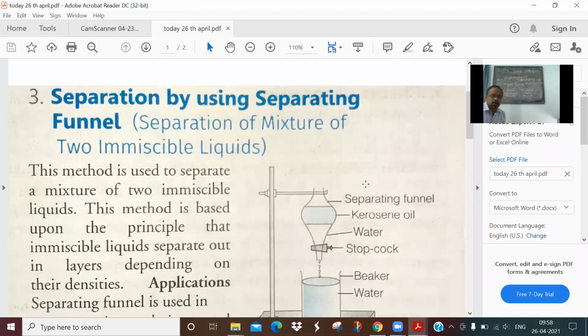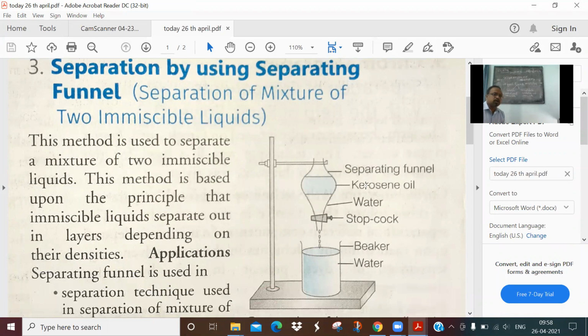Okay, children, have a look at this. Separation by using a separating funnel: separation of two immiscible liquids. Immiscible liquids are insoluble liquids; the liquids do not dissolve in each other. So I told you, water and oil. Here the example taken in the activity is kerosene oil and water. Kerosene oil and water form two different layers. Kerosene is lighter than water.